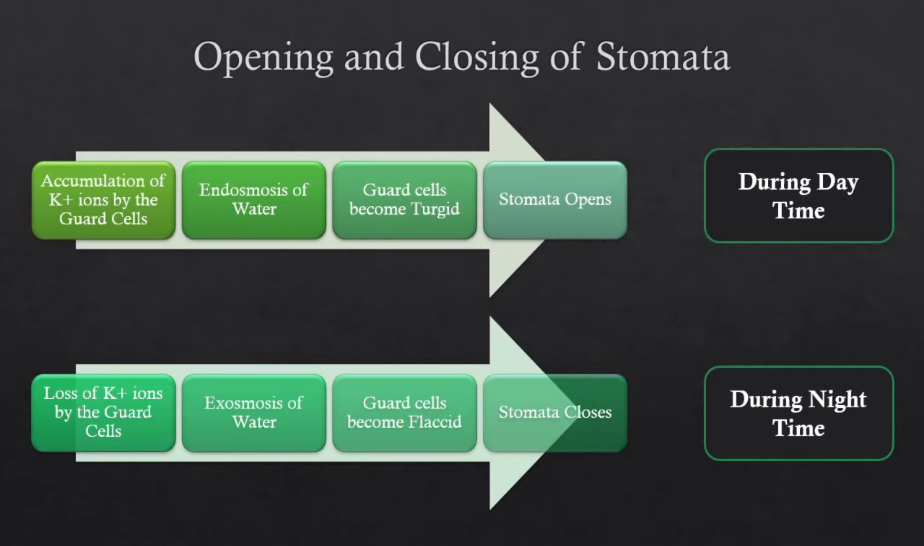Now during the night, when the stomata needs to close, the process is simply reverse of this, that is, the stomata close when the guard cells lose the K plus ions. This will lead to the exosmosis of water, and the guard cells become flaccid, and finally it leads to the stomata closing. That's the process of opening and closing of the stomata with the help of the accumulation of K plus ions in the guard cells, or the loss of K plus ions from the guard cells, depending on the situations.